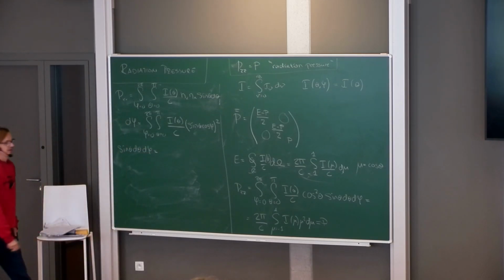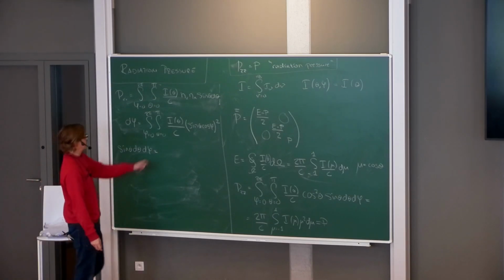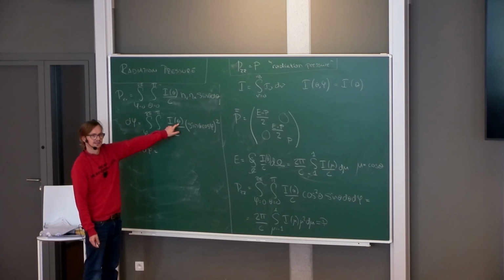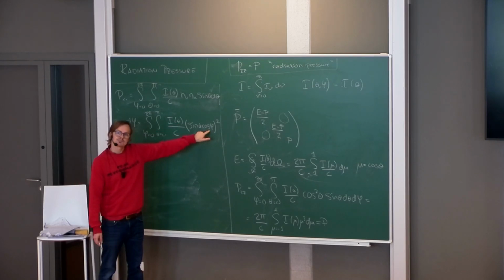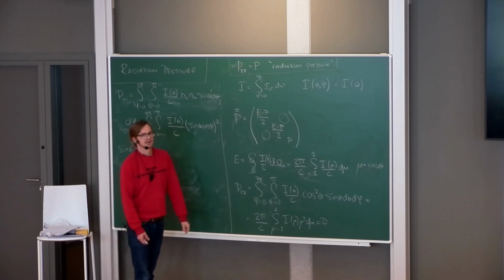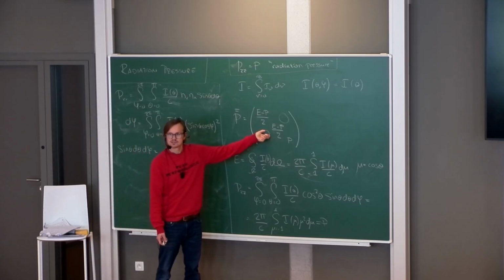Okay, we can separate these integrals, right? Because again, I is only a function of theta. And this is where the complication, of course, comes in when I is not only a function of theta. Then you cannot separate the integral, so you cannot solve this integral independently. And that's indeed why you can also then end up with off-diagonal terms.